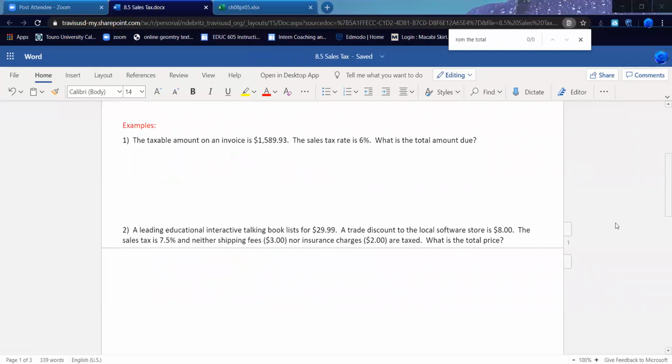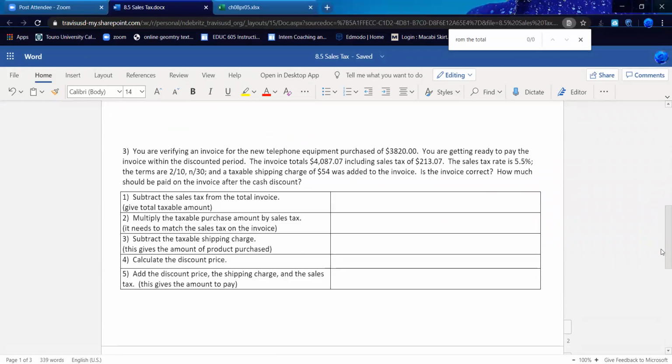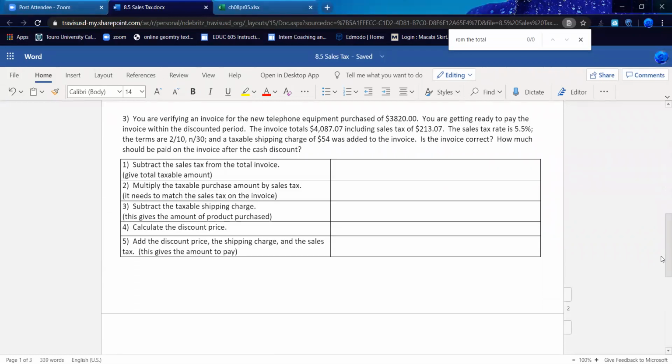Okay. Now we're going to look at an invoice. We're going to check an invoice. Okay. So you or your company are verifying an invoice for your company. They've purchased some new telephone equipment. This was the purchase price. So you're going to go through and verify that each thing matches in the right place.